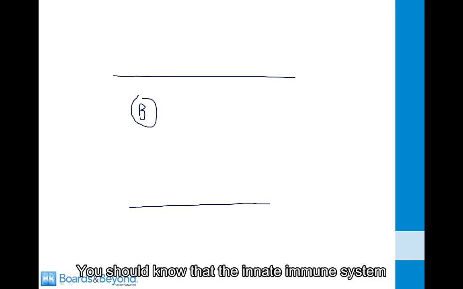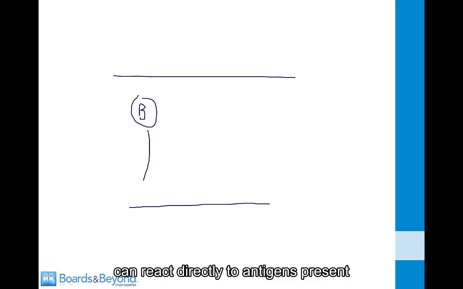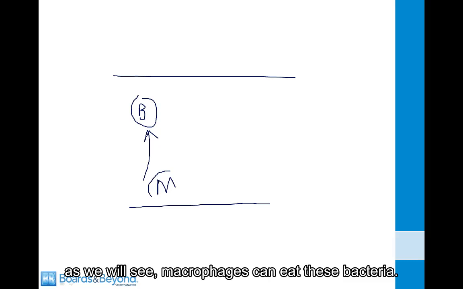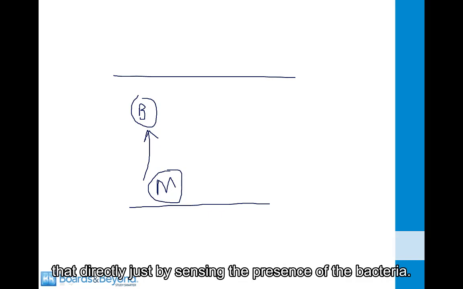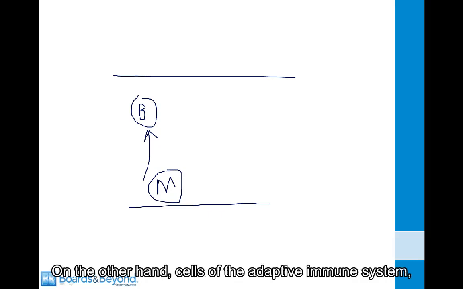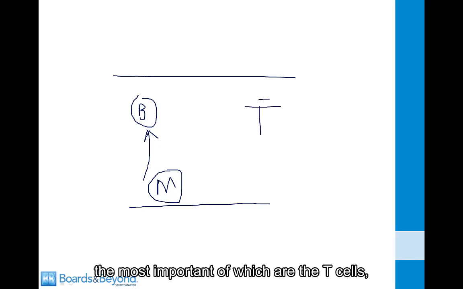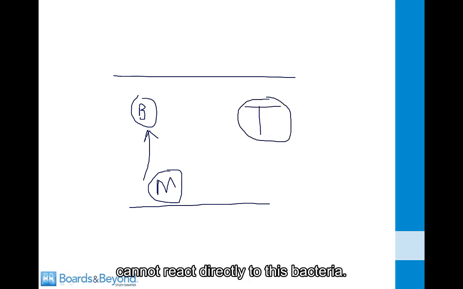You should know that the innate immune system can react directly to antigens present on the bacterial cells. So for example, as we will see, macrophages can eat these bacteria. It's a process called phagocytosis, and they can do that directly just by sensing the presence of the bacteria. On the other hand, cells of the adaptive immune system, the most important of which are the T cells, cannot react directly to this bacteria. The bacteria can be right next to the T cell, and the T cell won't do anything at all.